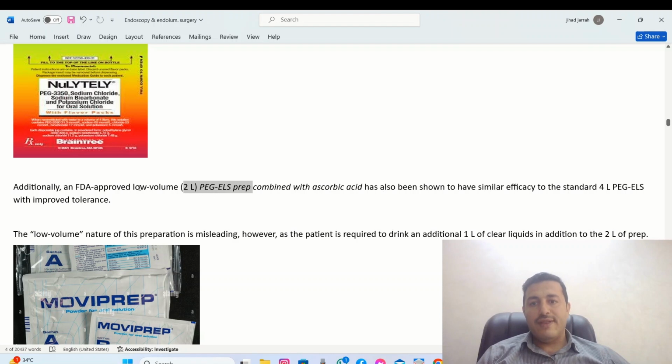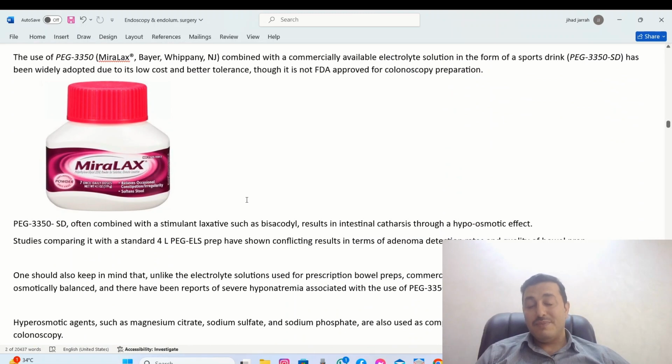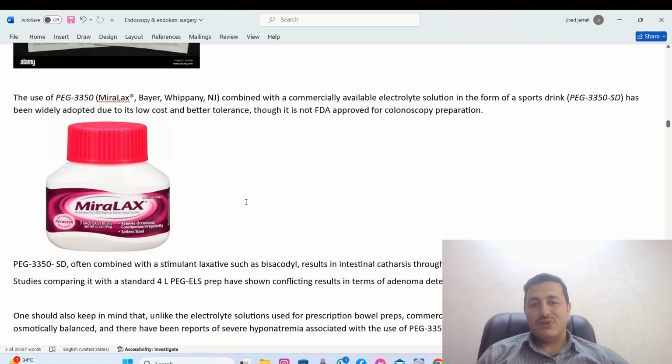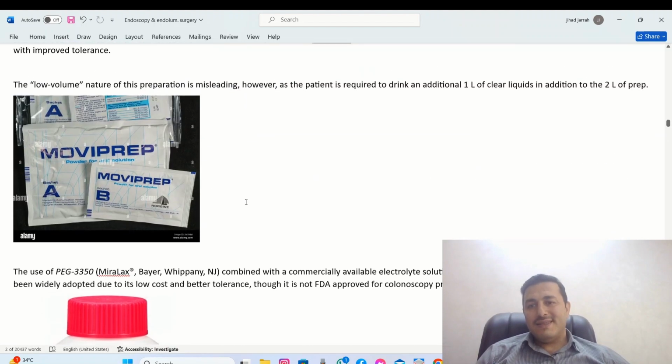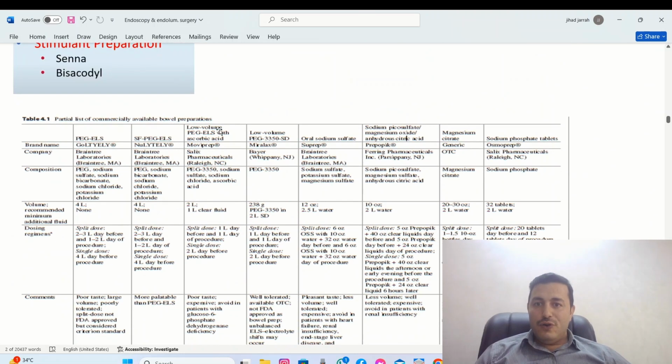The low volume, we call it the low volume 2 liter polyethylene glycol electrolyte lavage solution combined with ascorbic acid. But actually the low volume is, as you see here, misleading, because in addition to the 2 liter he should drink 1 liter, so 3 liter in total. But it's better than 4 liter. This is the low volume polyethylene glycol electrolyte lavage solution with ascorbic acid called the MoviPrep.